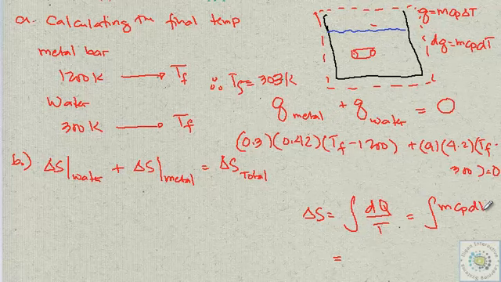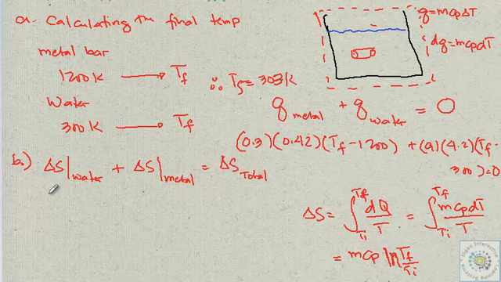So if we do that, we'll have the integral of mCp dT over T. In this case, we assume that the mass of the water is constant, no water evaporates, and Cp is essentially constant, same with that of the metal. Therefore, we can have mCp times the integral of dT over T, which is of course ln of T, evaluated from the initial temp to the final temp, T initial to T final. That gives us ln of T final over T initial.